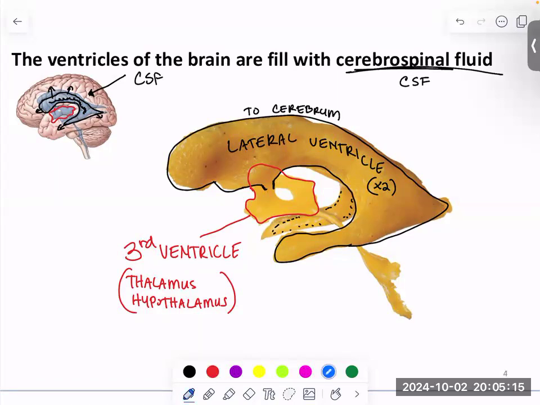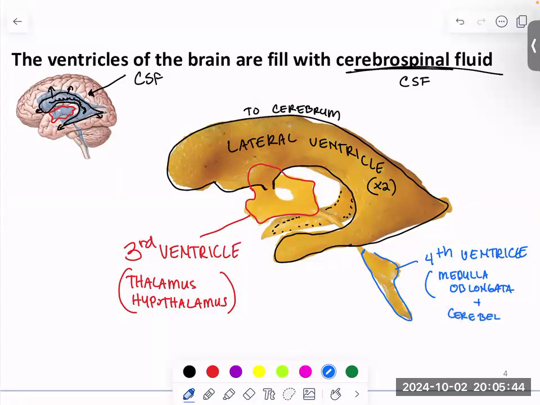Our last ventricle, the fourth ventricle, is this one over here. This is the fourth ventricle. This one supplies the cerebrospinal fluid to the medulla oblongata and the cerebellum. It is located right there.